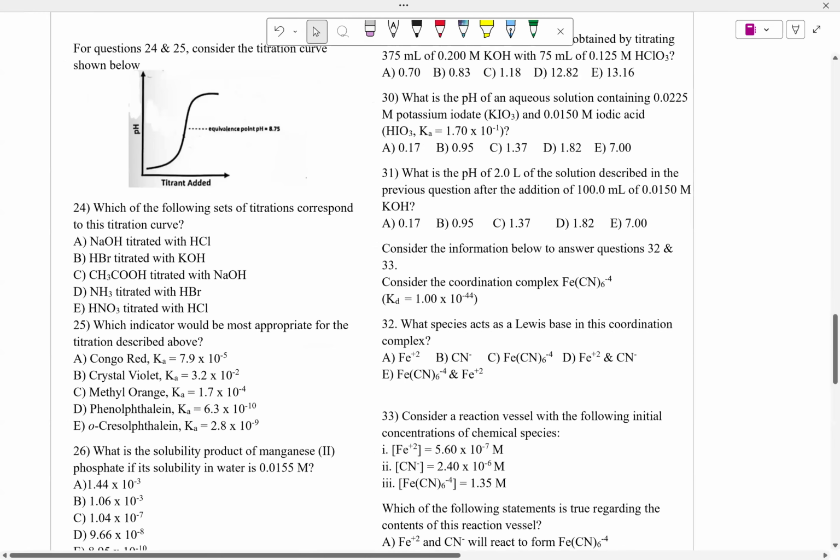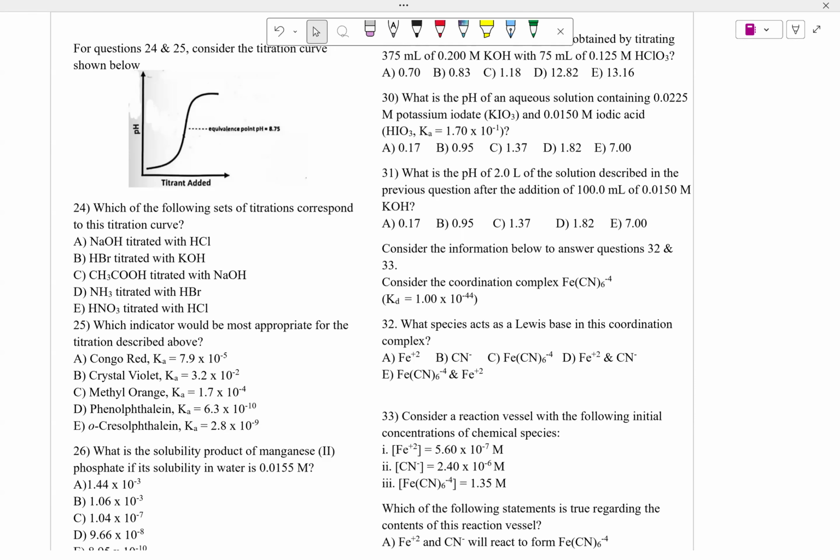All right, let's go over 24 and 25. So with 24 and 25, it's very similar. Like Professor Yusa said, you're going to have a question asking about the titration curve, and you're going to have to identify what's happening: strong acid, strong base, strong acid, weak base, weak acid, strong base, or weak base and strong acid. Weak base, strong acid, right?